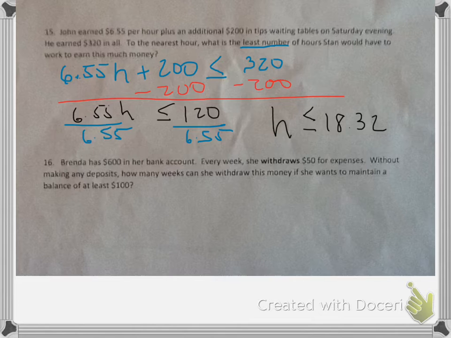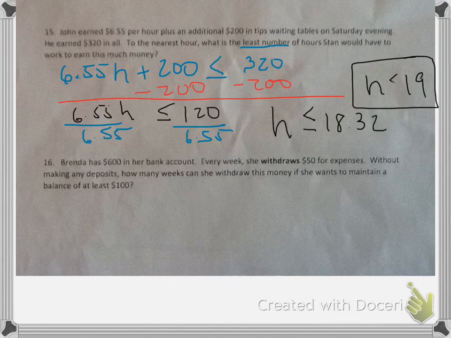So that means he would have to work at least 19 hours just so he can make enough money to get to 320.